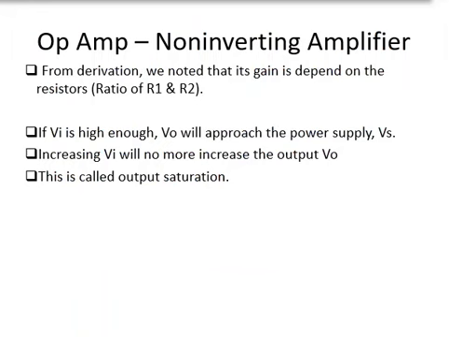If Vi is high enough, V0 will approach the power supply Vs. Increasing Vi will no longer increase the output V0. This is called output saturation.